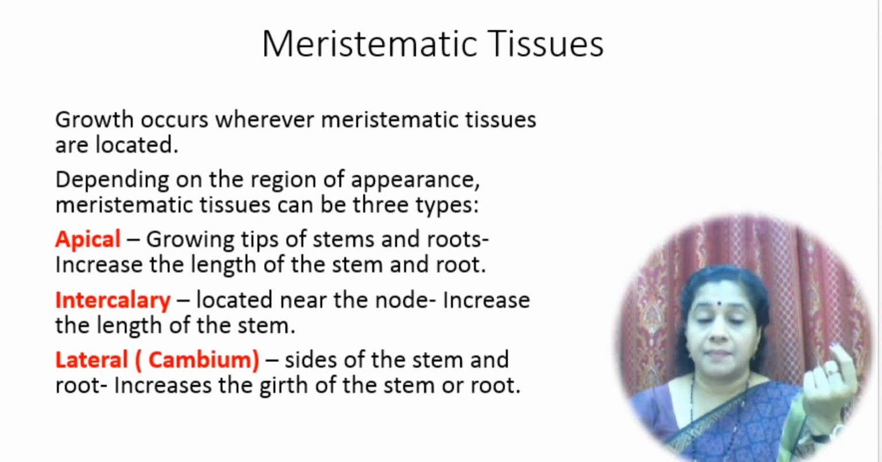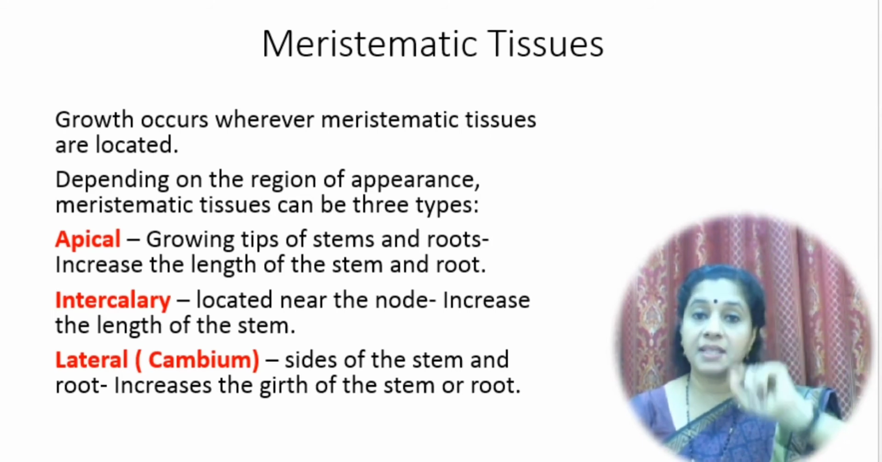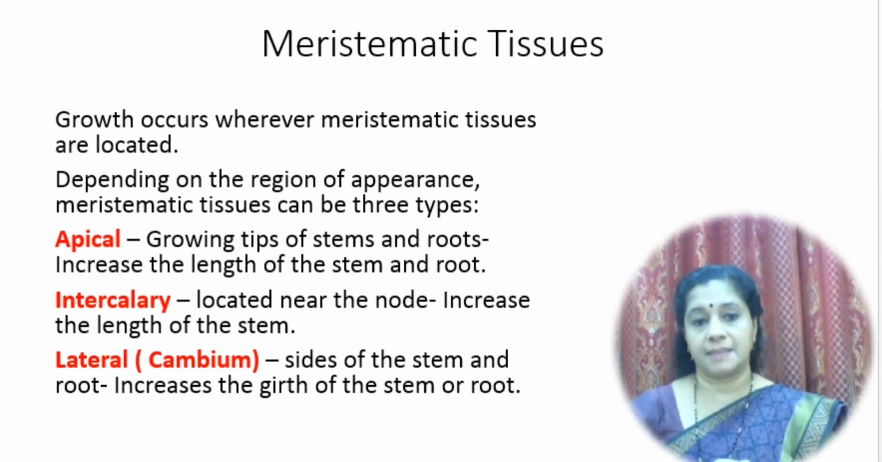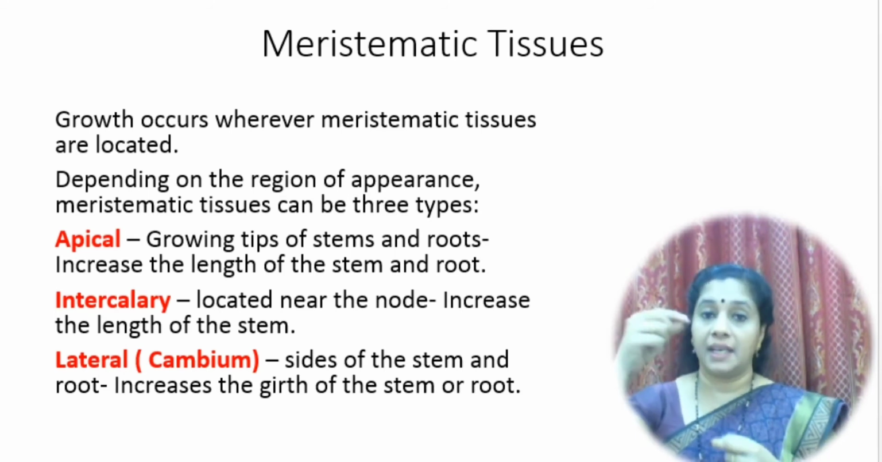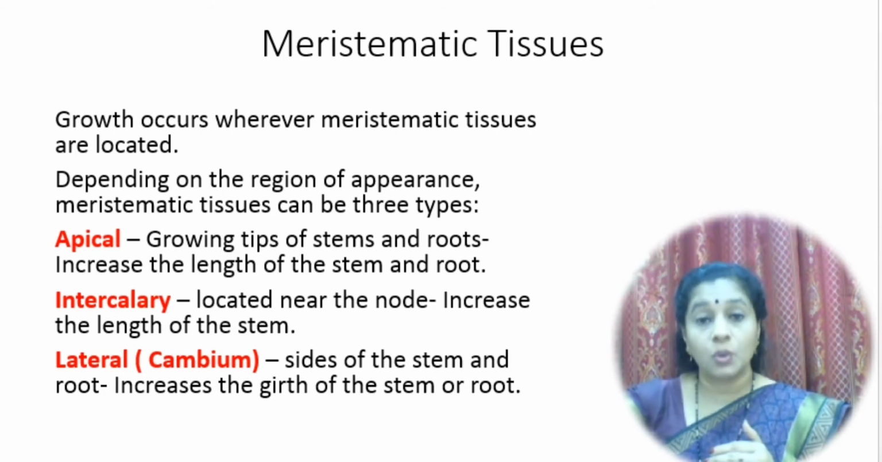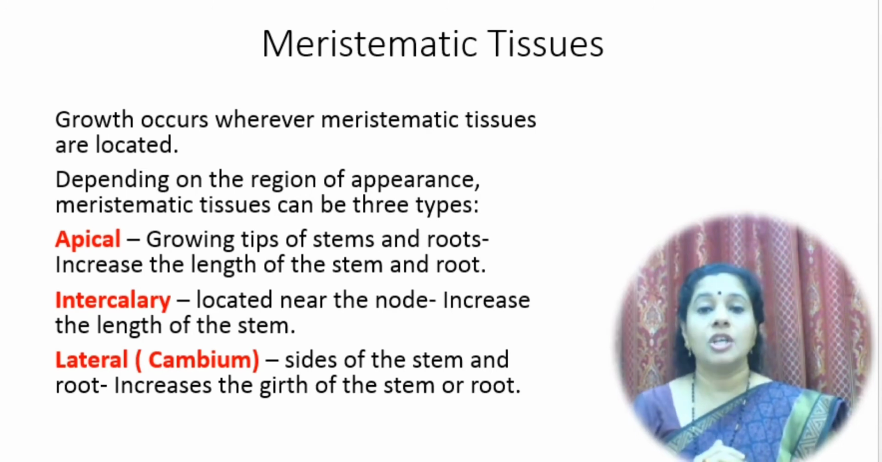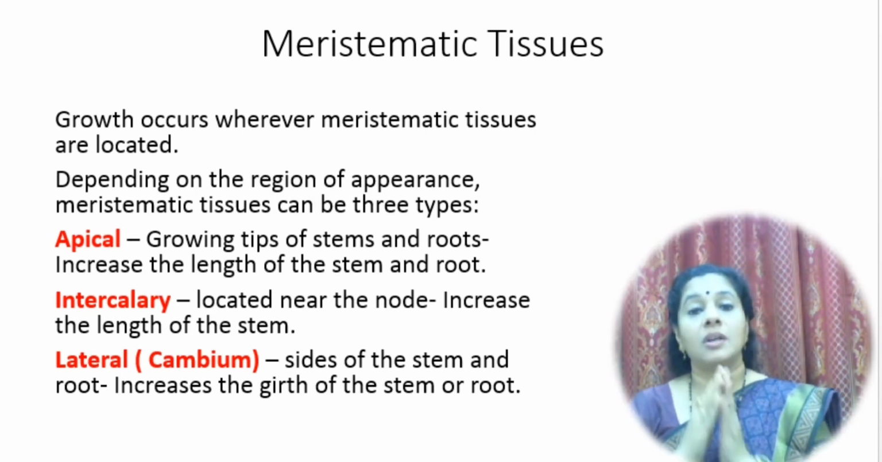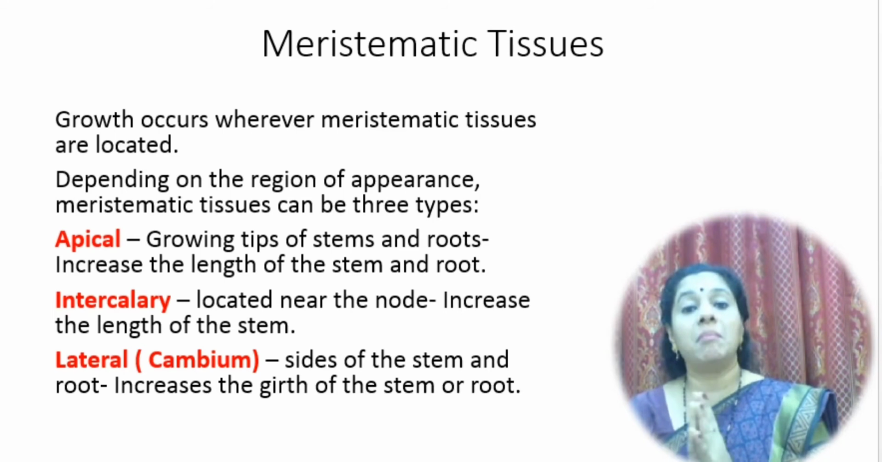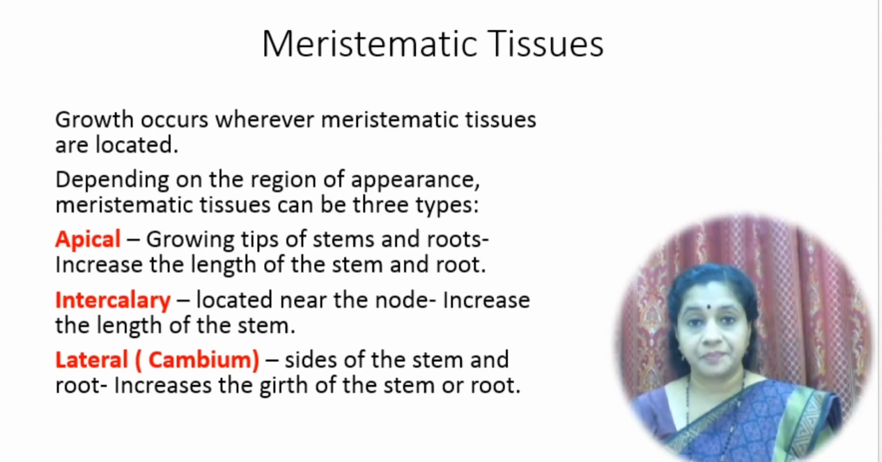So apical meristem means at the tip. These meristems are found at the growing tips of stems and roots. That means at the extreme tip of the stem as well as roots we can find apical meristem. These cells are continuously dividing in order to add to the growth of the plant, as new cells are being added. Naturally the height is increasing. So we can say apical meristems contribute towards the height of the plant, that is, they help in the growth of the plant by increasing the height.